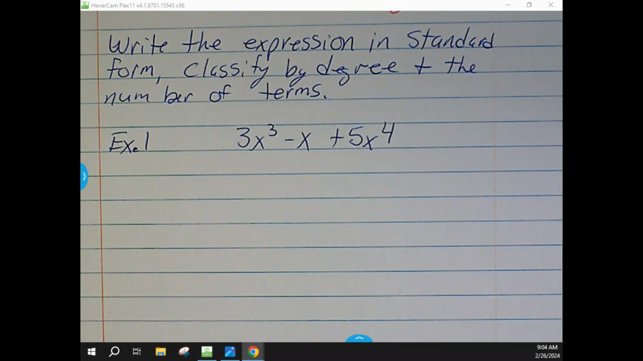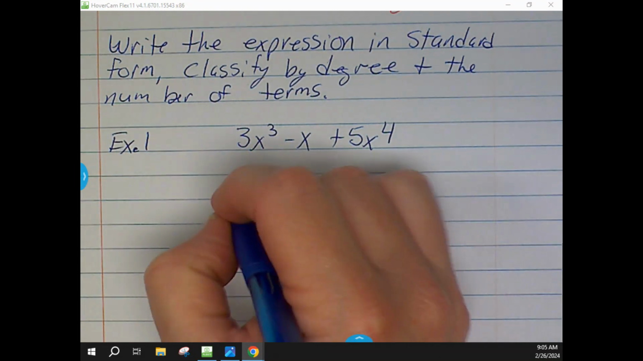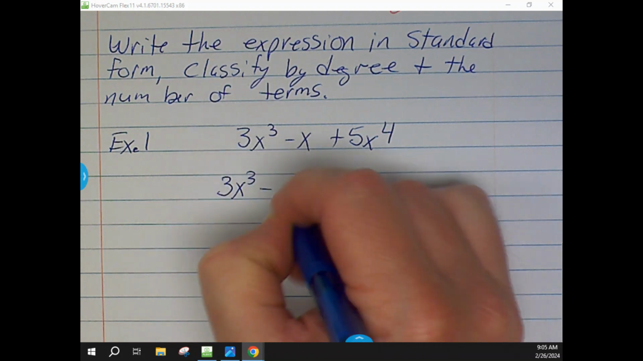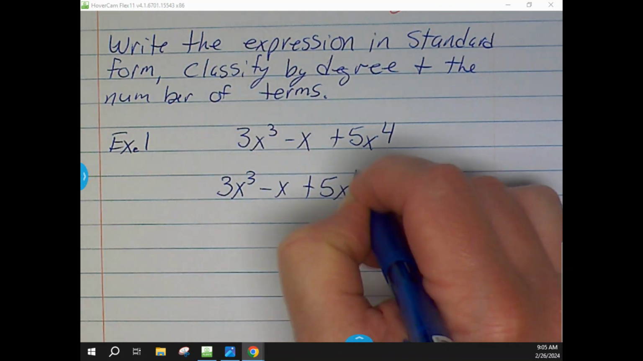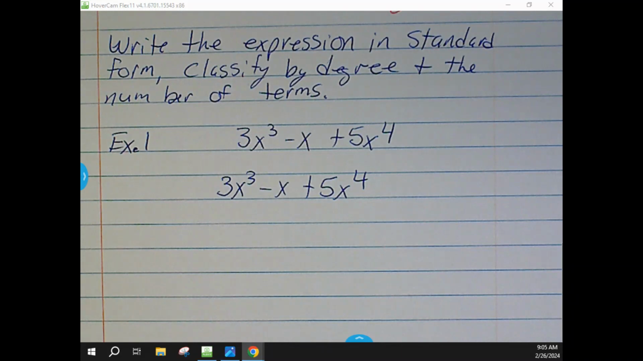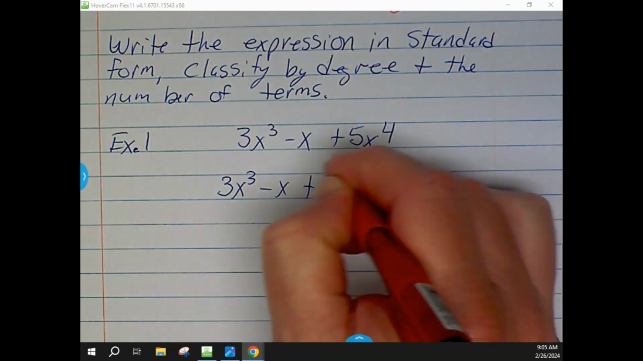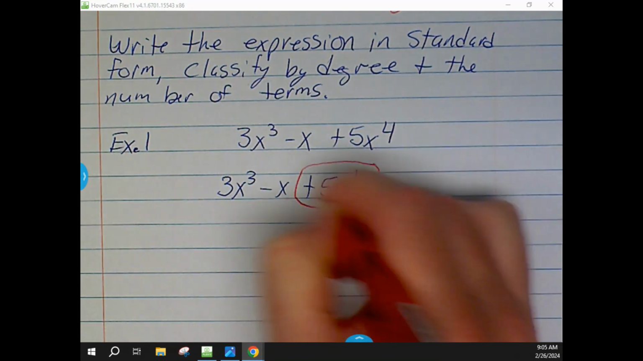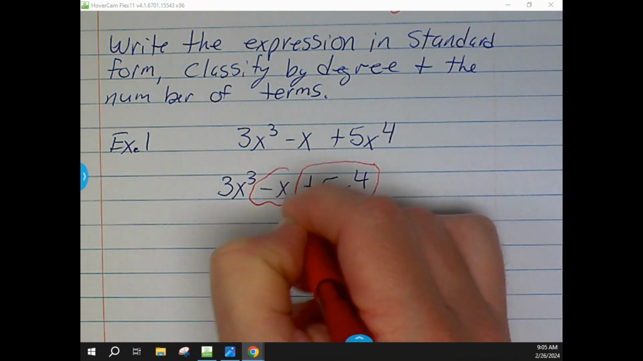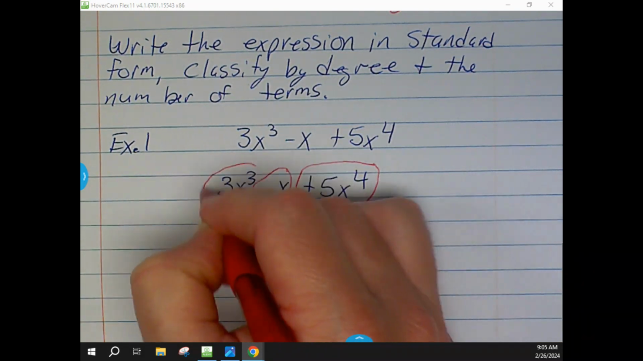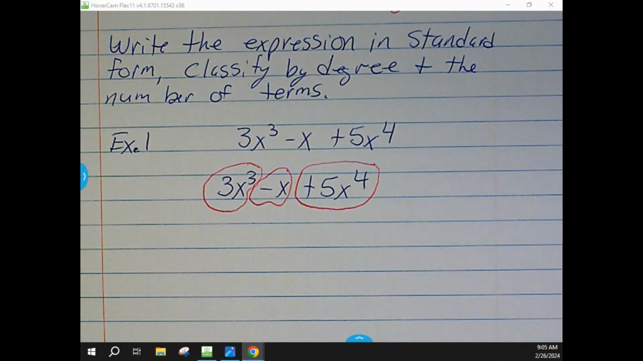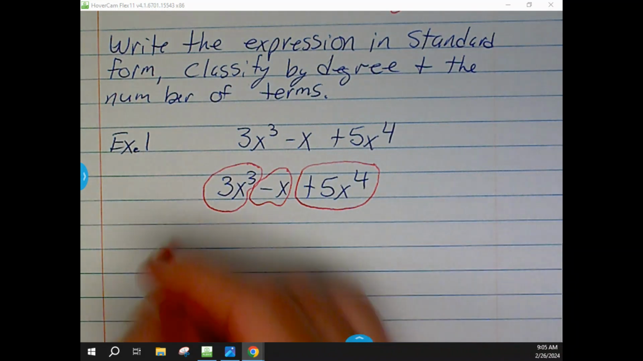Okay, so there's our first example: 3x to the third minus x plus 5x to the fourth. The big thing when you're doing these, and again, you don't have to do this every time, is that whenever you move the terms around, I always say you start with the back term, and that sign will always go with the 5x to the fourth. The minus will always go with the x, and the 3x to the third, if that's not the leading term, then we know that would have a plus in front of it.